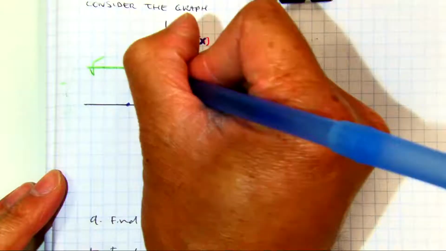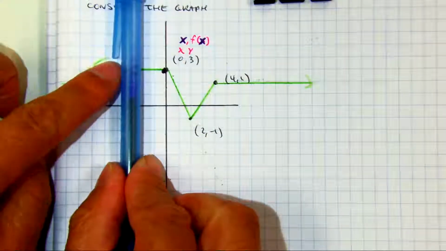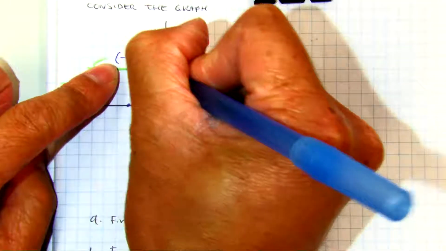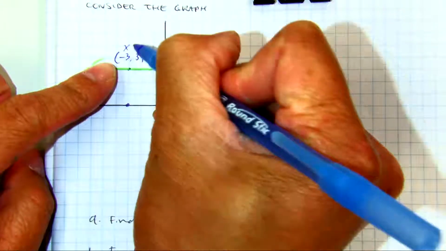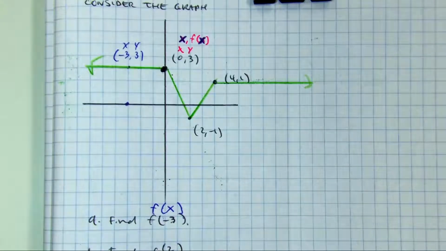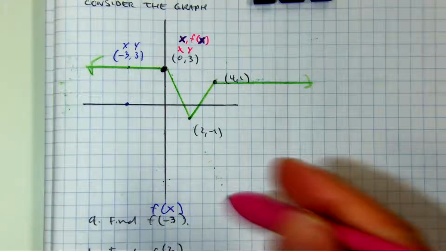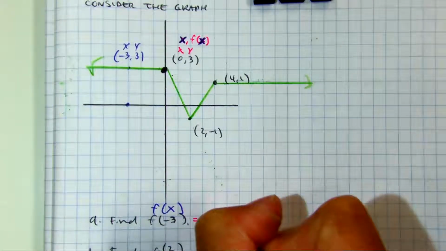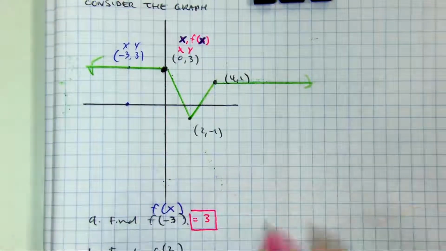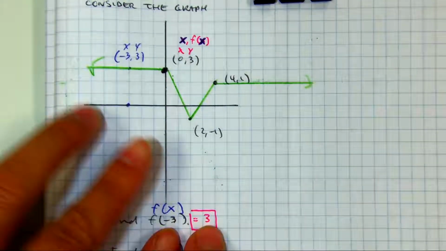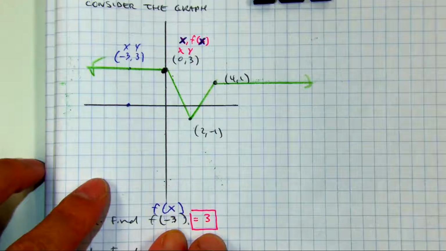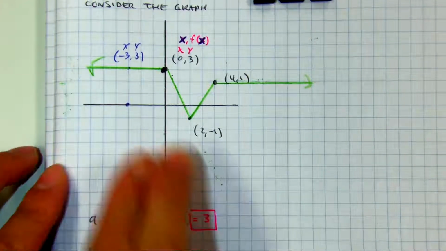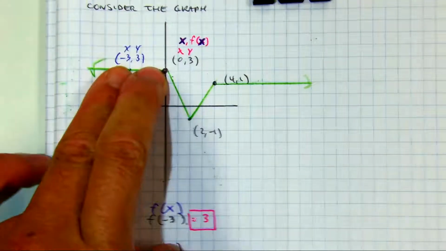Class, what is this order pair here? So if my x value is -3, what is my y value? 3. 3 is my answer. And this makes sense because f of -3 equals 3 is an order pair -3, 3. We've talked about that before, haven't we?